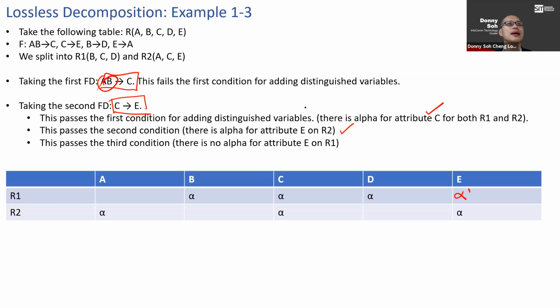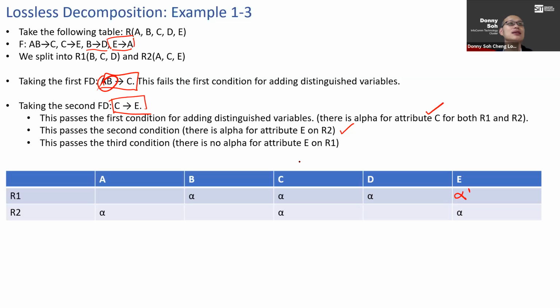Okay, very good. We have done C implies E already. Let's look at B implies D. Nothing we can do because B fails the first condition. So B implies D, cannot do anything. Okay. So let's look at E implies A. E passes the first condition, because right now I have two distinguished variables on my left hand side of a functional dependency. So it passes the first condition.